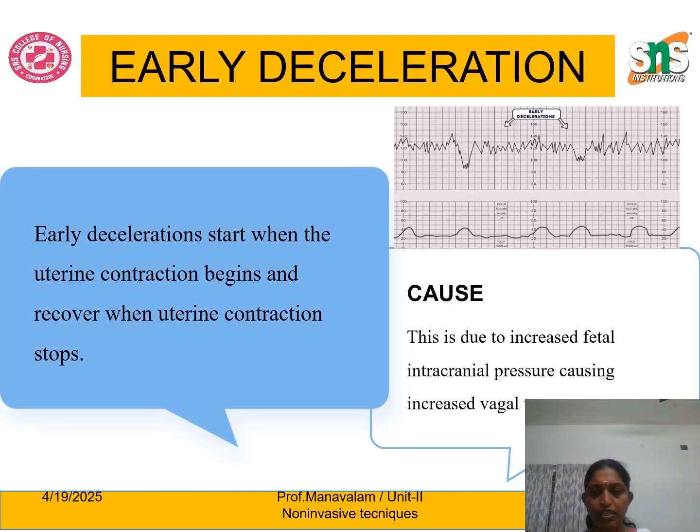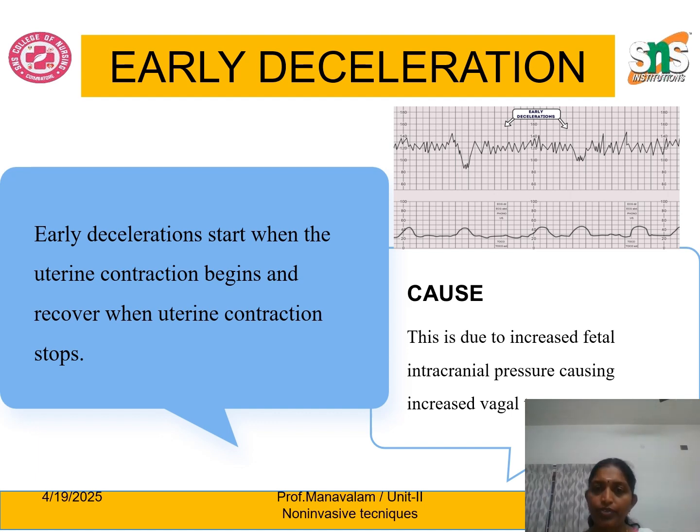There are different types of deceleration. First we will see the early deceleration. In the word itself we can know, the heart rate change is mainly based upon the uterine contraction. So here, early deceleration means a decrease in the fetal heart rate. It starts when the uterine contraction begins and it recovers back to the normal state when the uterine contraction stops.